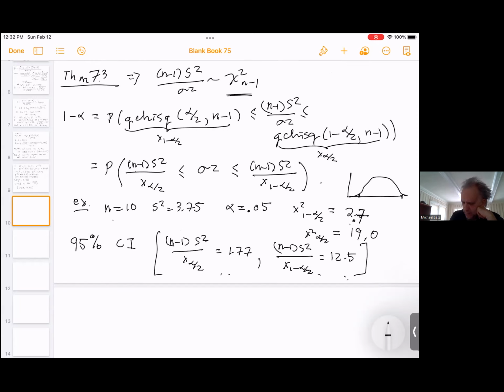Okay, so if I wanted a confidence interval for sigma, I could take the square roots of these numbers, right? That would be valid too. Because this inequality would hold under the square root, so this is a 95% CI for sigma. Just take the square root of each of those numbers and we get 1.33.